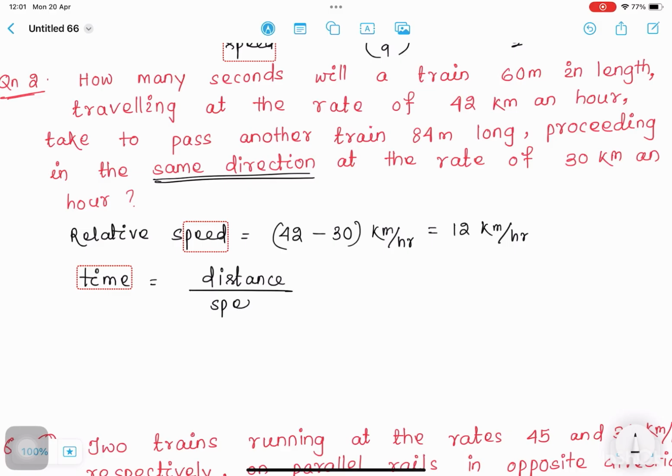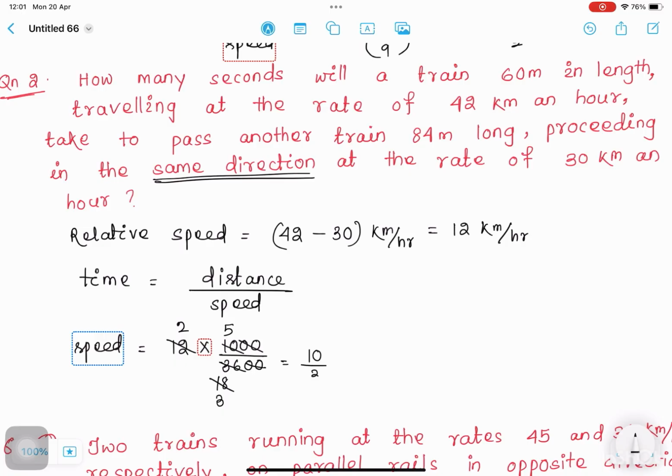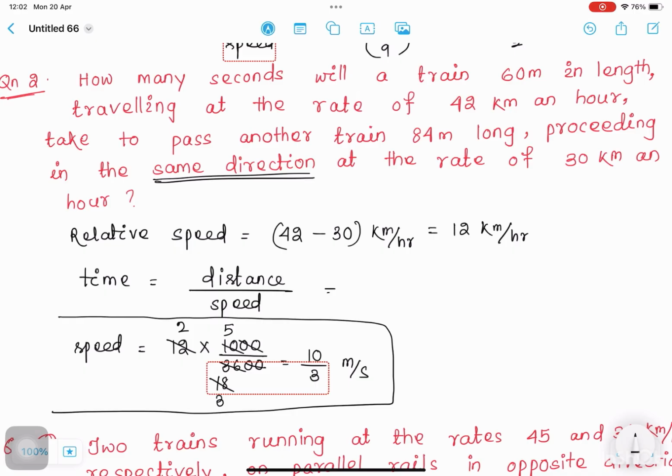So time equal to distance by speed. So speed equal to here 12 kilometer per hour. We have to find it in meter per second. So 12 into 1000 by 3600. If we cut it, it will be 5 by 18. So with 6 I am cutting, 6 to 12, 6, 3, 18. So 2 into 5, 10 by 3 meter per second.